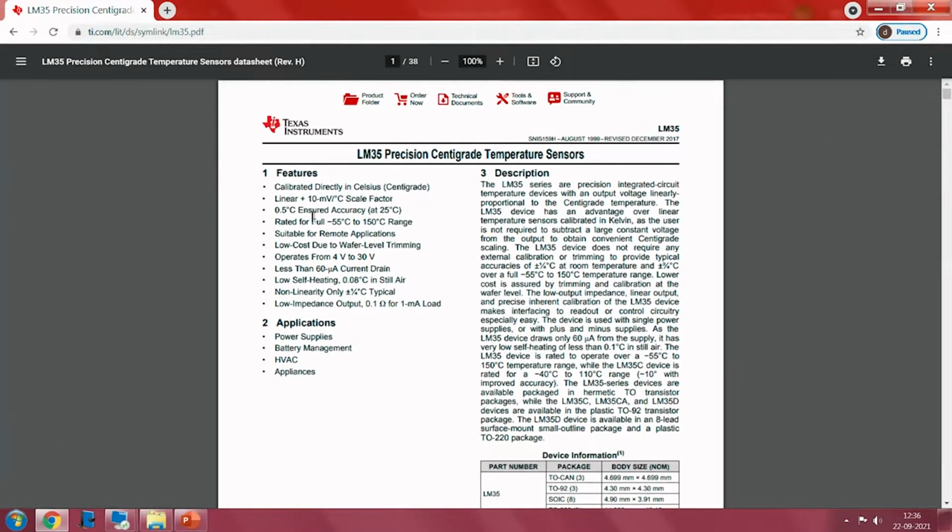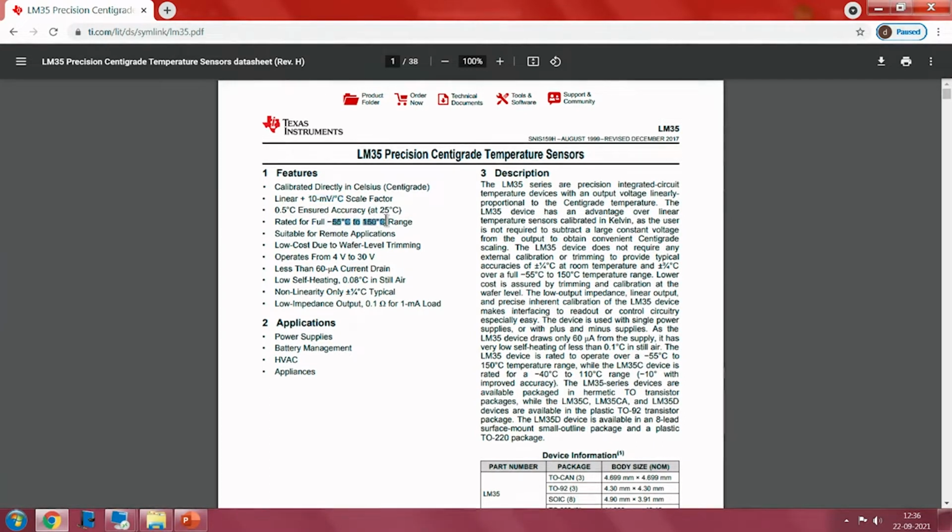From the data sheet, we can see that it is linear, and the scale factor is nothing but sensitivity. Sensitivity gives the relationship between input and output, or in other terms, the rate of change of output divided by the rate of change of input. The output is in millivolts, whereas the input is a temperature, right? This is a temperature sensor, so the input is a temperature. That's the reason you will see 10 millivolt per degree centigrade, and the accuracy of this sensor is 0.5 degree at 25 degrees centigrade, and the full range is minus 55 to 150.